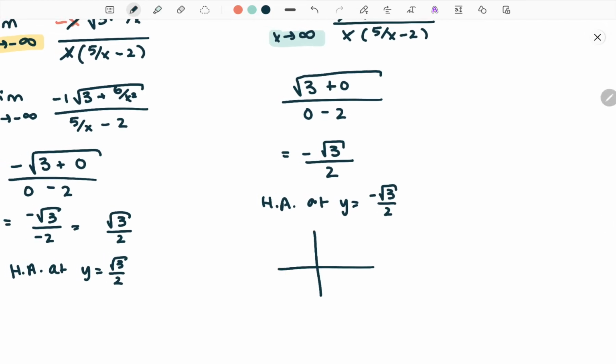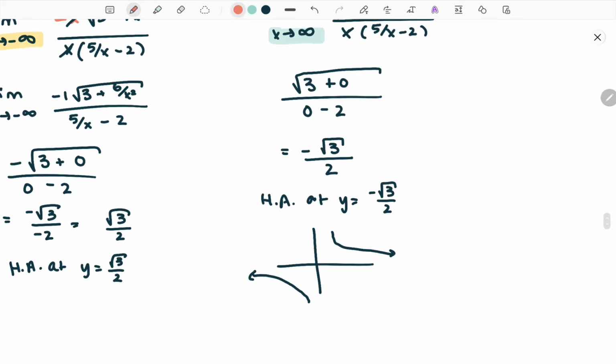And that just means my graph near the edges does two different things. I don't know what this graph looks like in the middle, right? But I know that as I approach on the left side, I got those backwards. As I approach on the left side, I'm going up to positive root 3 over 2. And as I approach on the right side, I'm going over to negative root 3 over 2.